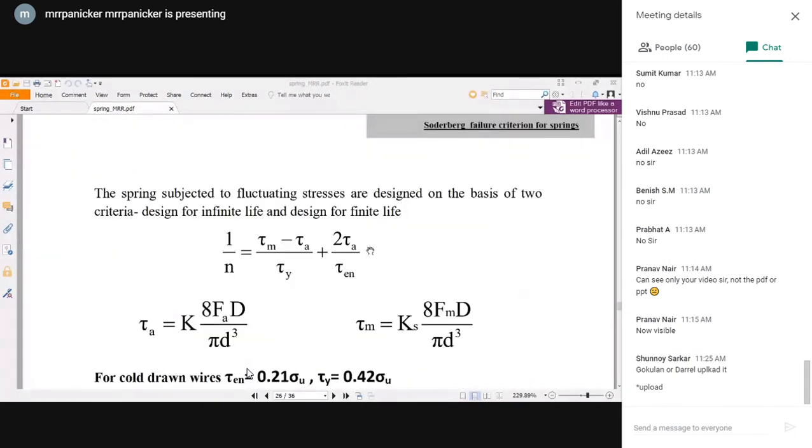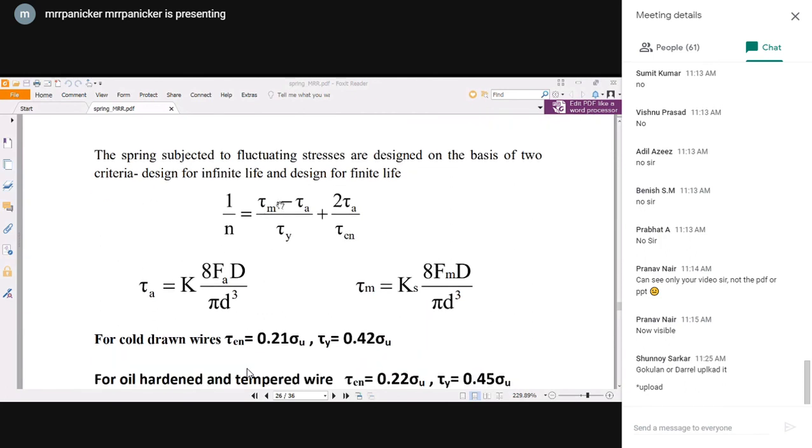This equation, 1 by n, you can remember. N is the factor of safety. Mean stress, that in the module we already discussed. Stress amplitude. Yield stress in shear. This is the endurance strength in shear. This tau is yield stress. So this tau a you can have K into F a into 8D by pi d cubed. Tau m, it is Ks.